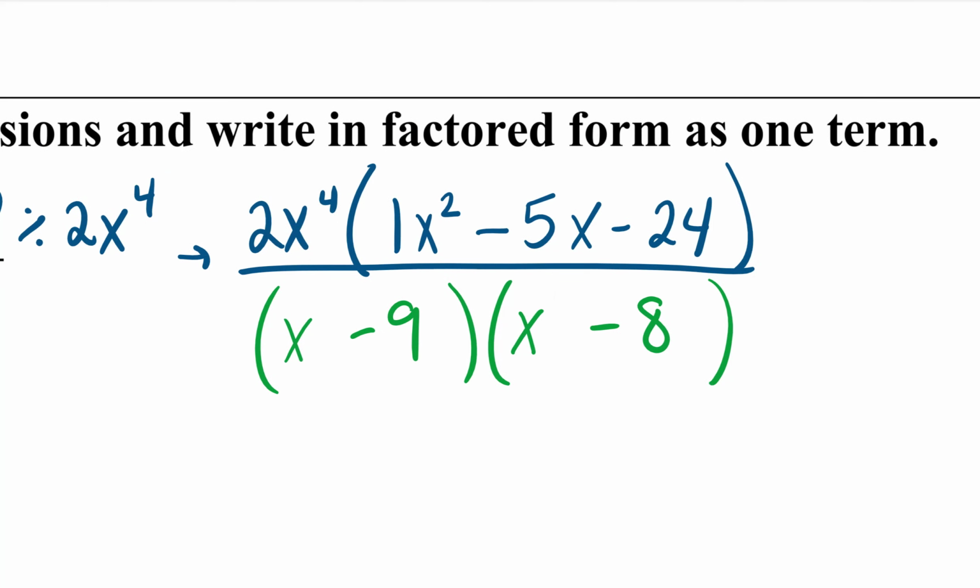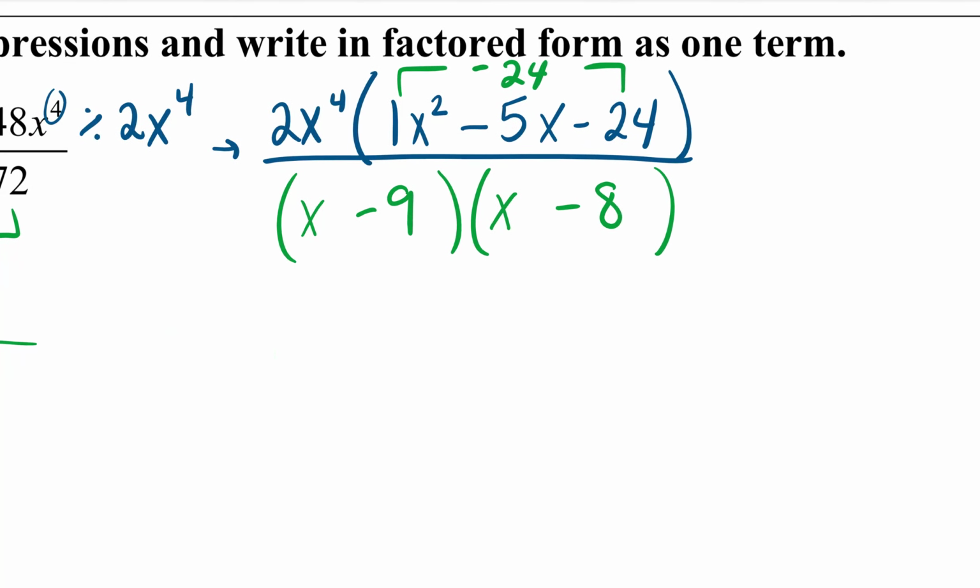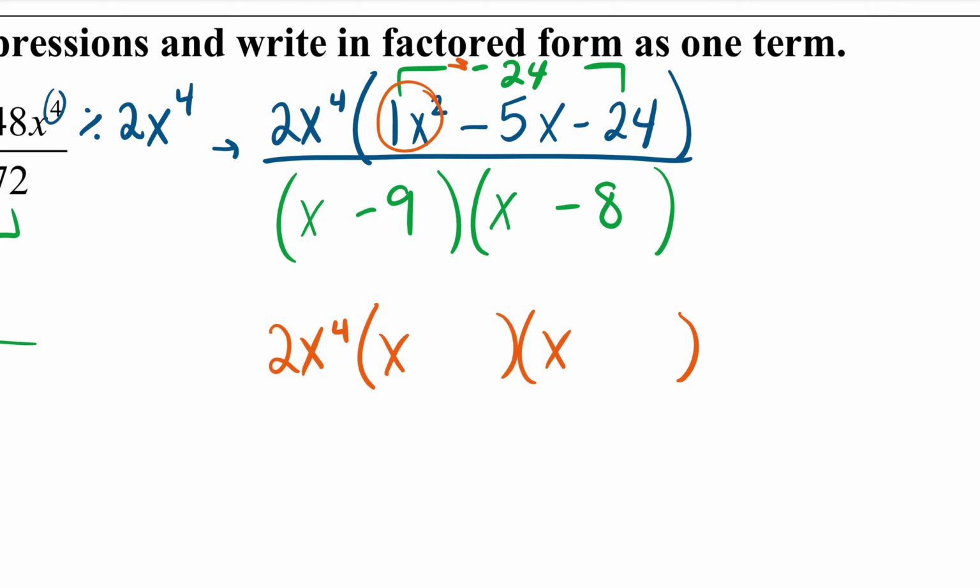Now I have to factor the top also. So I do first times last, gives me negative 24. And then, okay, same thing, except I'm going to write this right below. So I have 2x to the fourth times, I know I have two parentheses, each with an x because of my 1x squared. I want two numbers that multiply to negative 24, add to negative 5.